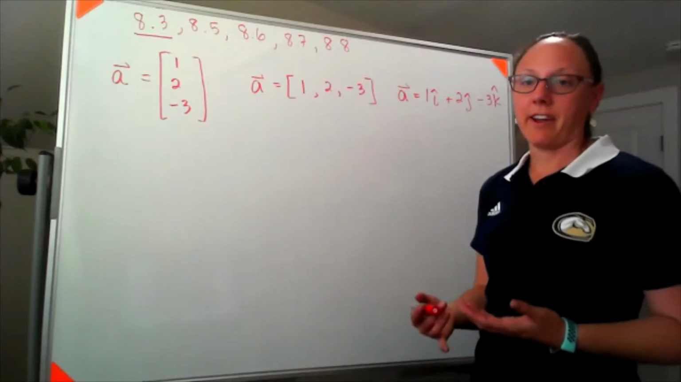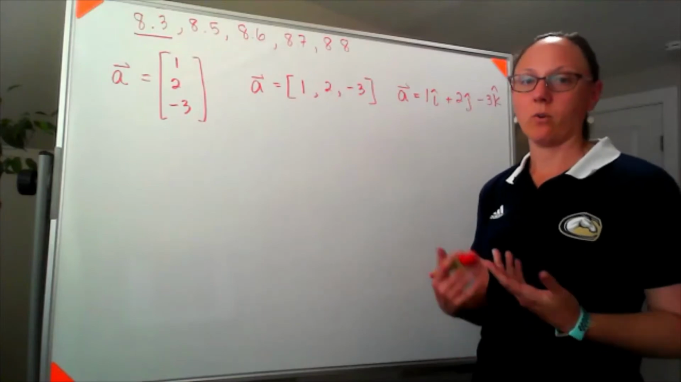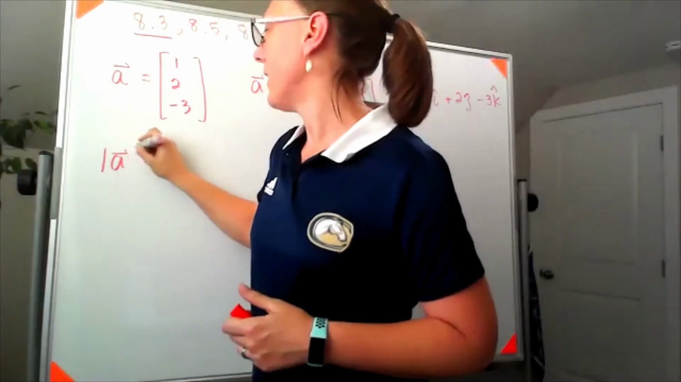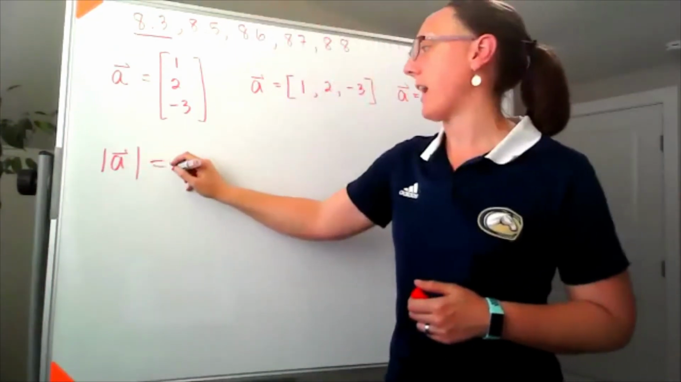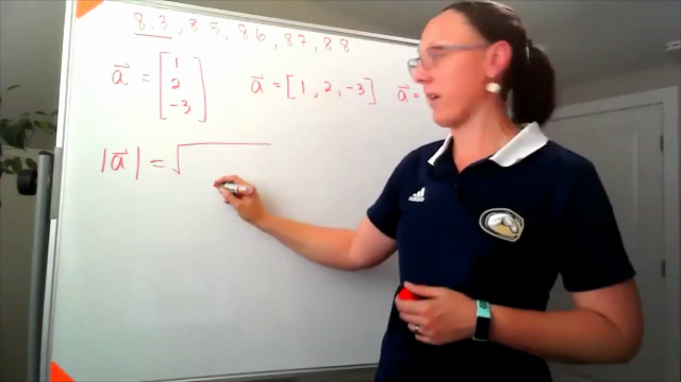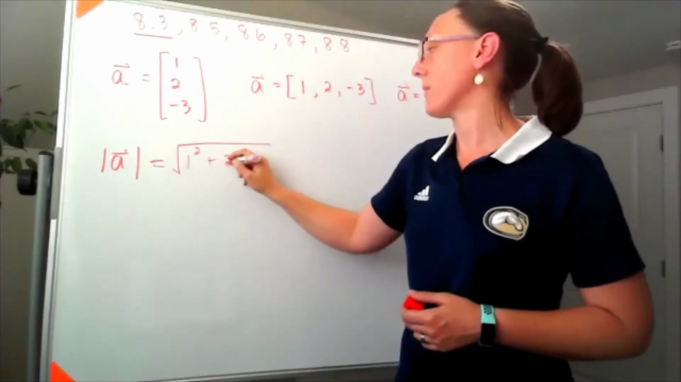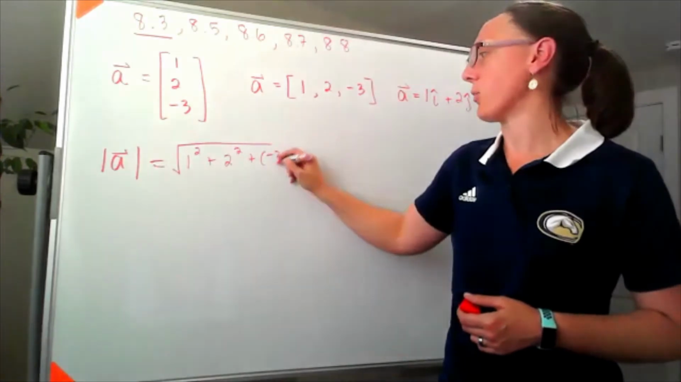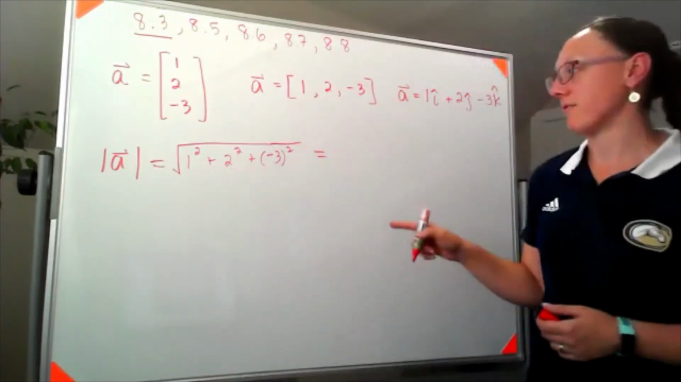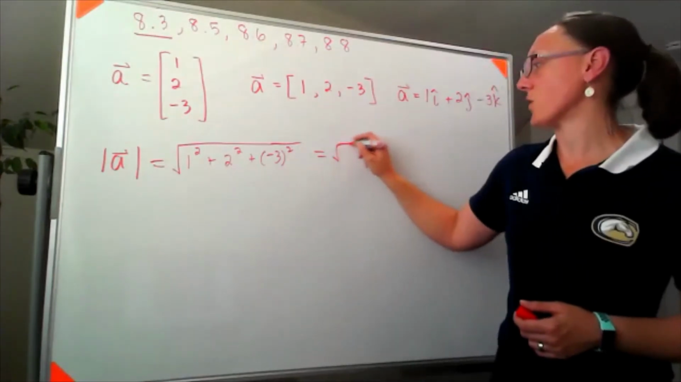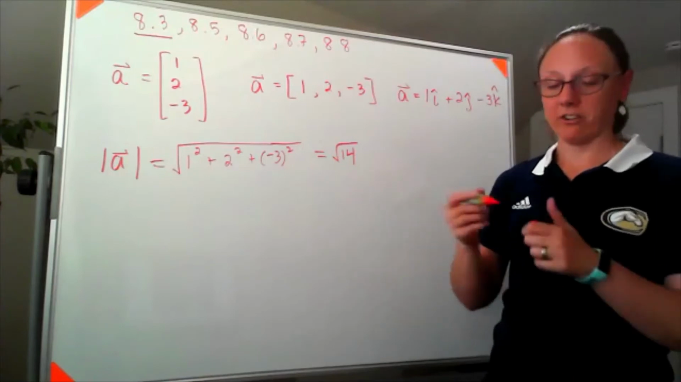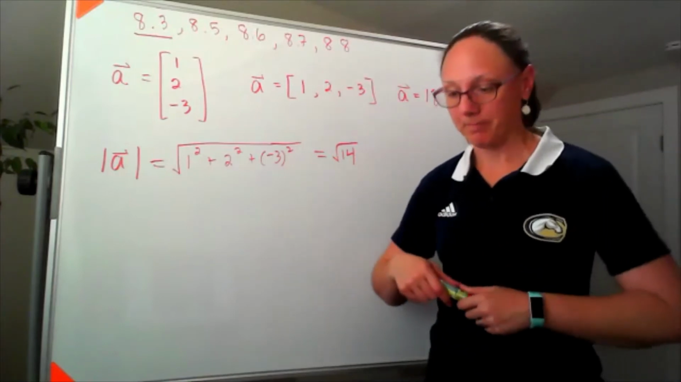If I went to find the length of this vector or the magnitude of the vector A, I'm going to find the magnitude by taking the square root of each of the components squared. So 1 squared plus 2 squared plus -3 squared. What's that? 1 plus 4, so I'm at 5 plus 9, so square root of 14. So that's the length of this vector or the magnitude.